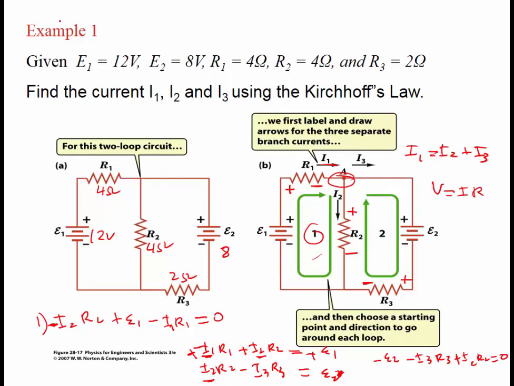So the only one that's common is I2, right? We have I2 common in both, and then we have I1 and I3, they are not common. But since we know that I1 is equal to I2 plus I3, we can substitute it into this equation so that we can make the second one look like the first one. Okay. Now, to do this, we know that the equations were like this, right?